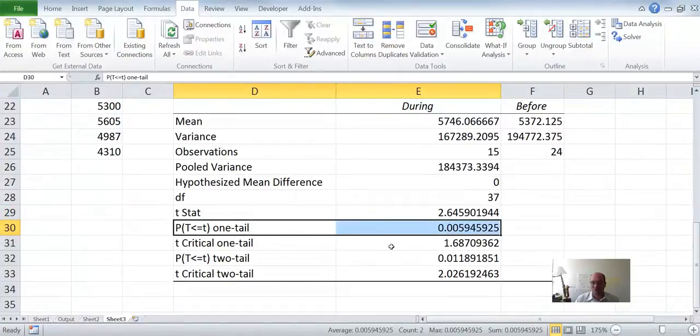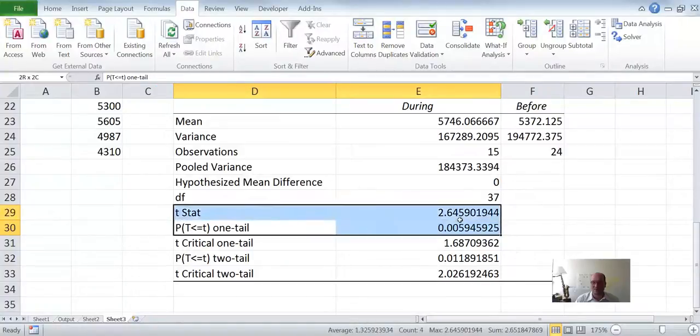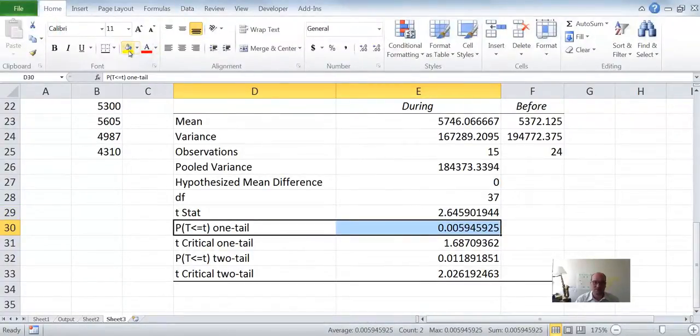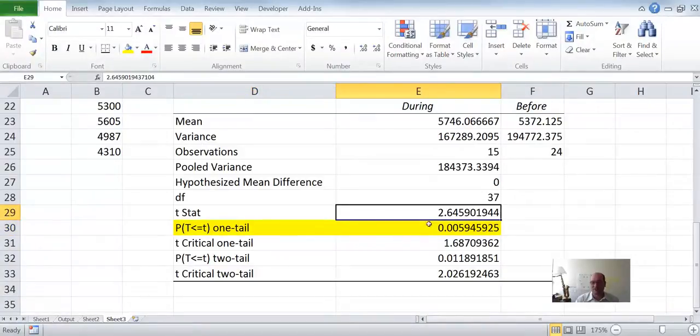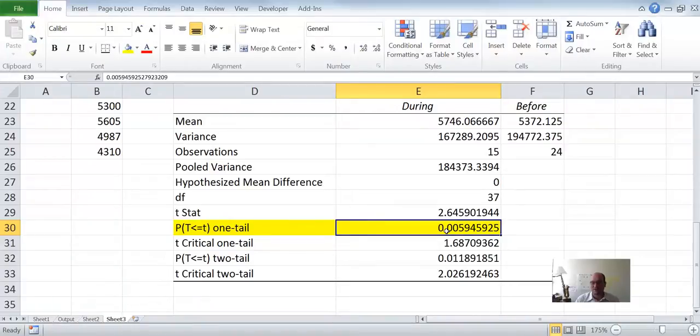All right, and then we get two p-values, right? And we have to go back. We were actually concerned about a one-tail test, right? So here's the p-value for the one-tail test. But we always get both of them, and it's not a terrible idea to just look at them both. But here's the one-tail t-test. So we got 0.005. Right?